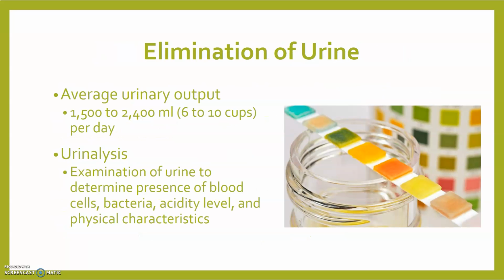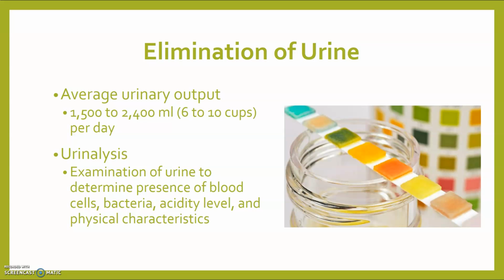And the last function of the urinary system is the elimination of urine. So average urinary output, meaning how much urine someone gets rid of each day, is 6 to 10 cups, which is estimated to be 1,500 to 2,400 milliliters per day. Okay. And different things can impact urine output.